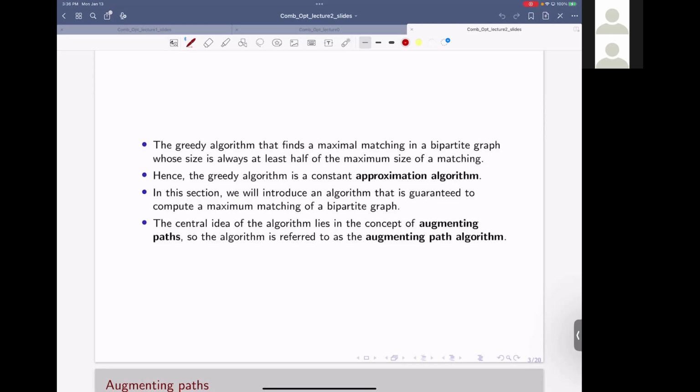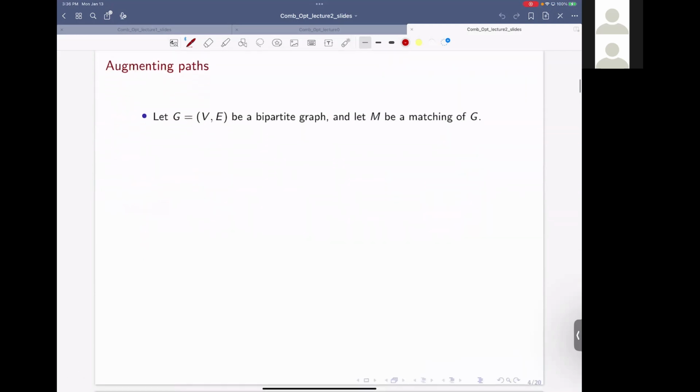Great. So in fact, the concept of augmenting paths is quite straightforward. Let me get to that. We have a bipartite graph and we have a matching M. Given this matching M, I'm going to define the notion of exposed vertices. I have a vertex V and I say that it's M-exposed if it's not covered by an edge in M. It's like a coupling system: if there's a single person who's not dating anyone, that's an exposed vertex.